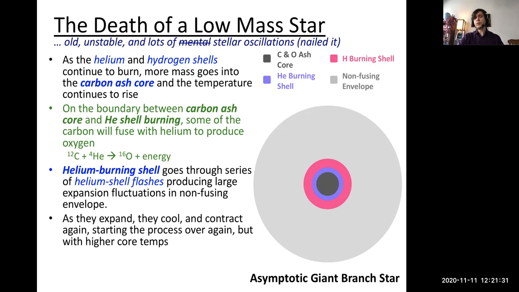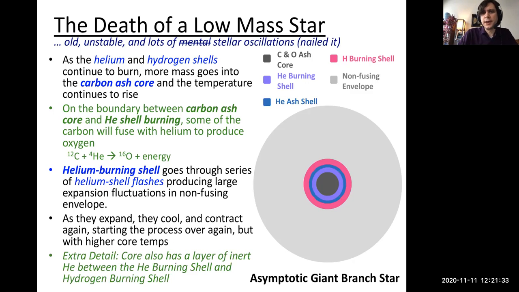So before I actually go through and show you how this is going to proceed, what is going to go on with these pulsations as these helium flashes happen, as the star is running out of gas and fusing all the available material into carbon and oxygen, which will never be able to fuse.